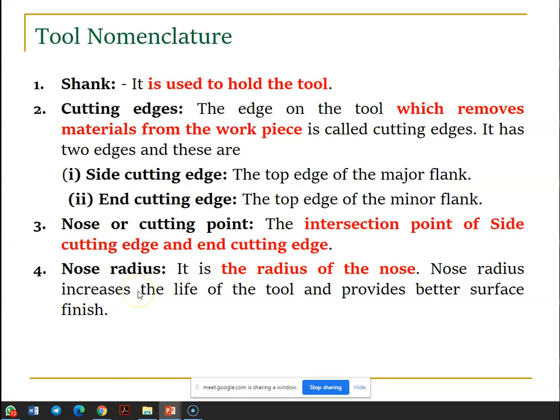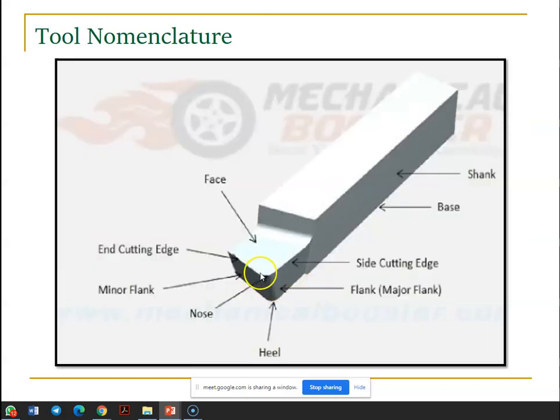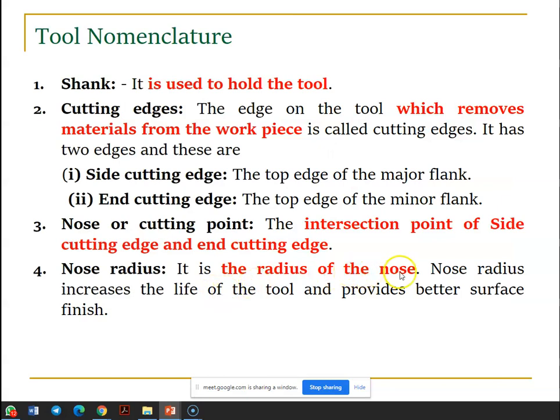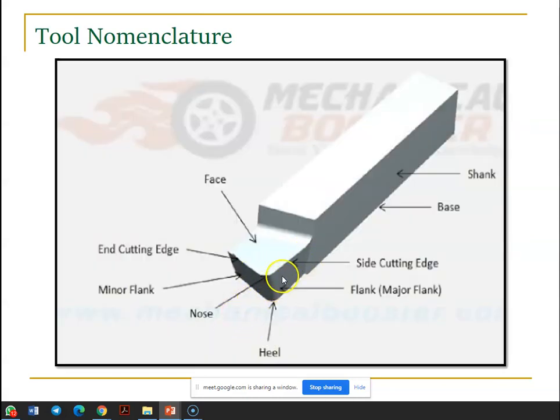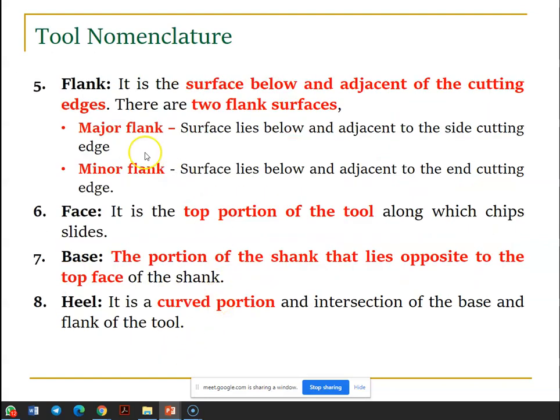Similarly we have the nose radius. The nose forms some radius, and that is the nose radius. If we increase the nose radius, it will give a better surface finish, but we cannot increase it too much. We have some limits, so based on our limitations we can increase the radius of the nose. The fifth one is the flank. We have two flanks, major flank as well as minor flank.